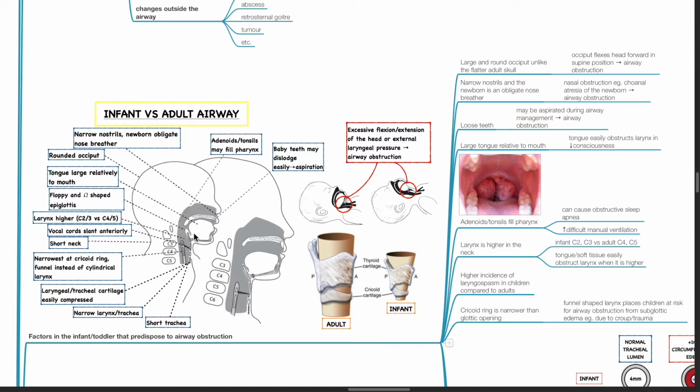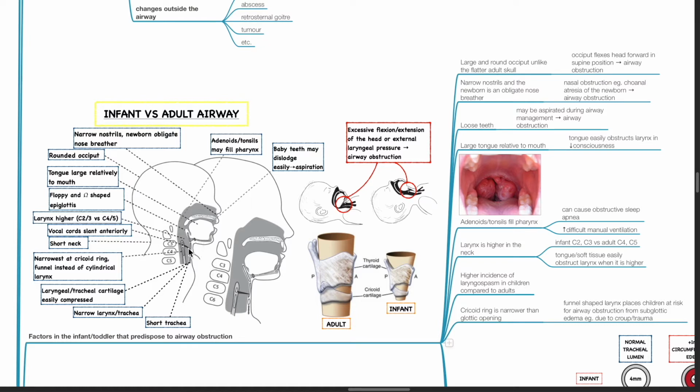Infants have a large tongue relative to the mouth, and the tongue easily obstructs the larynx in reduced consciousness. Adenoids or tonsils may fill the pharynx, and this can cause obstructive apnea and increases the difficulty of manual ventilation. The larynx of the infant is higher in the neck. For infants it is C2, C3 level, and for adults C4, C5 level. The tongue or soft tissue easily obstructs the larynx when it is higher.